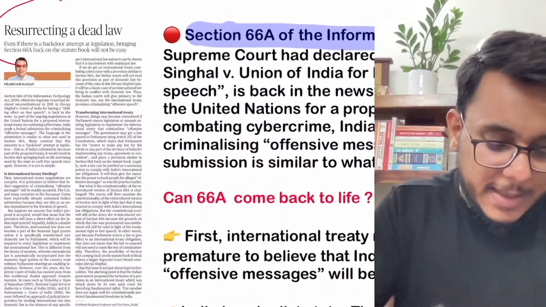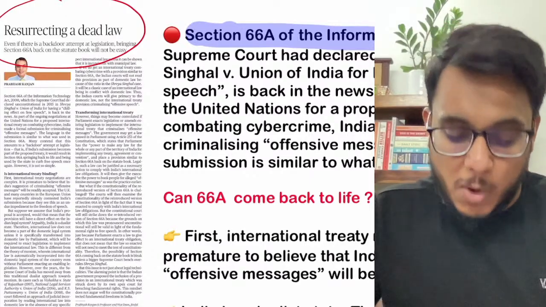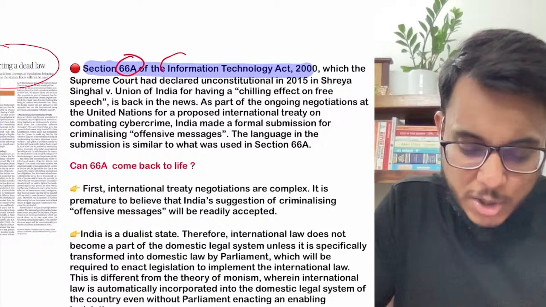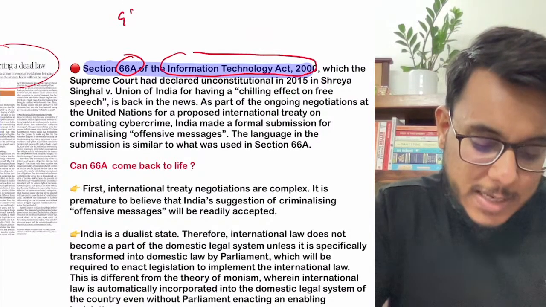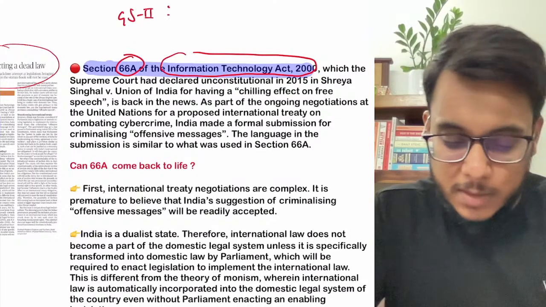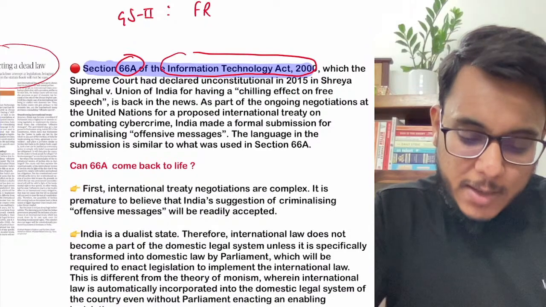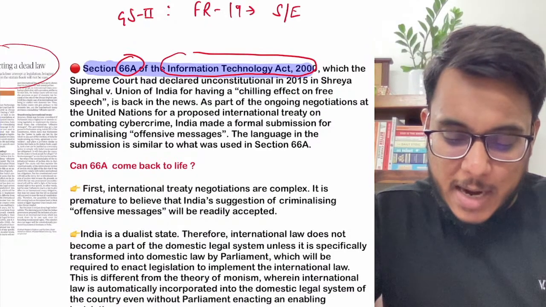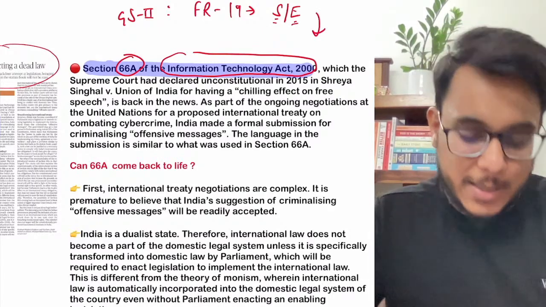Okay, resurrecting a dead law. Now guys, this particular article talks about the resurrection of Section 66A of the Information Technology Act, IT Act 2000. We can see this article under GS Paper 2, that is, threats to freedom of speech and expression, the fundamental right under Article 19. Okay, now let's discuss what this particular article is all about.